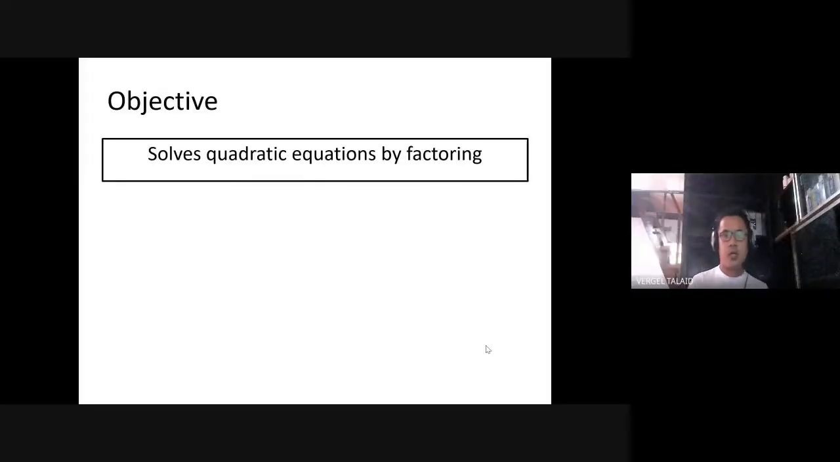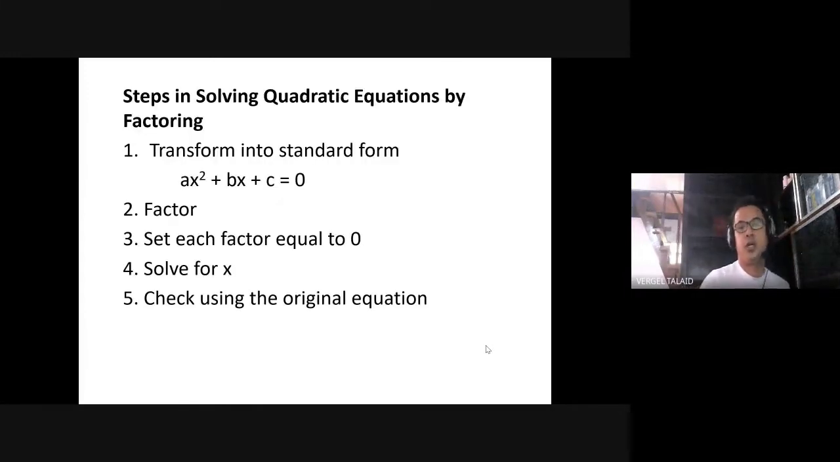Okay, so this time let us have solving quadratic equation by factoring. These are the steps in solving quadratic equation by factoring. The first step is you are going to transform into standard form. So you are going to write the quadratic equation in standard form: ax squared plus bx plus c is equal to 0. Then second is factor. Then set each factor equal to 0. Then solve for x. Check using the original equation.